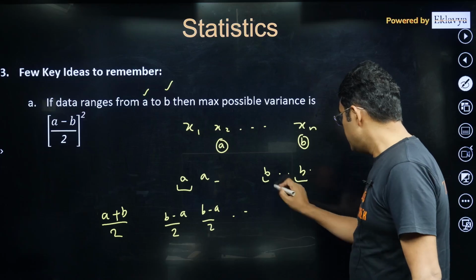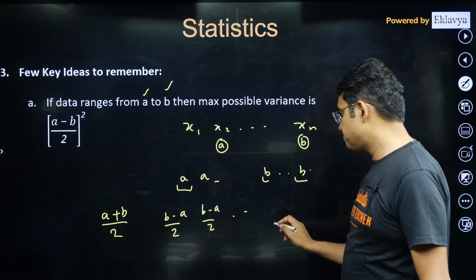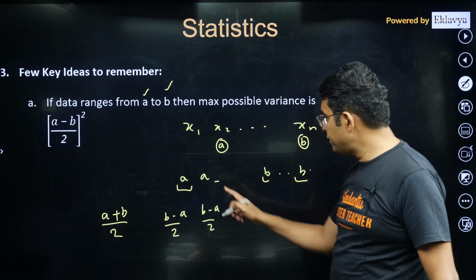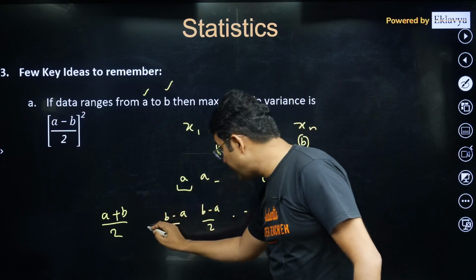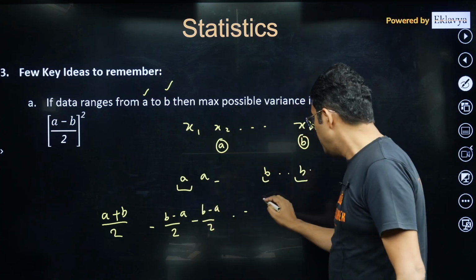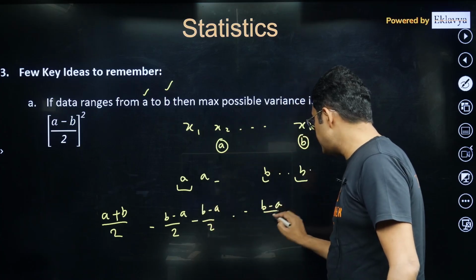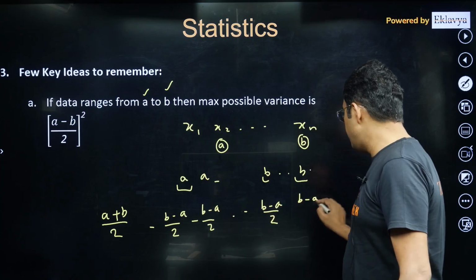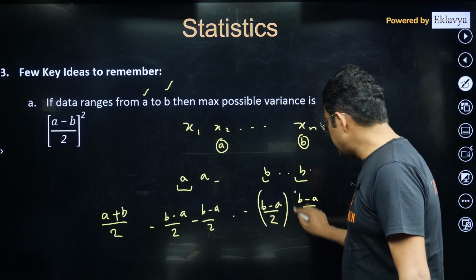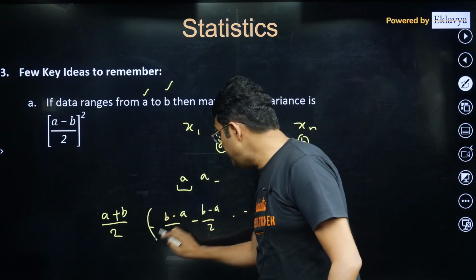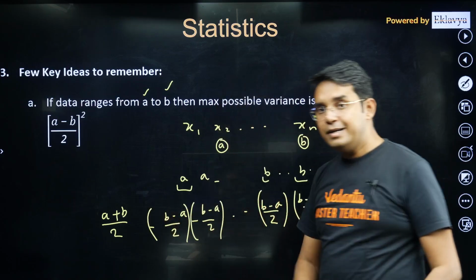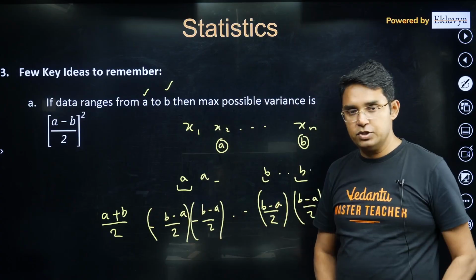And this will be, all the B will become... I think if I subtracted by this, the minus sign will come here. Sorry, the minus sign will come here. In this case, it will be B minus A by 2. Now, as I told you, subtracting each data by a fixed number doesn't change the variance.